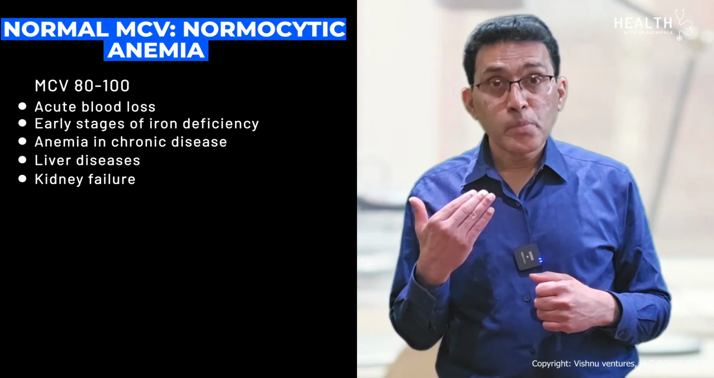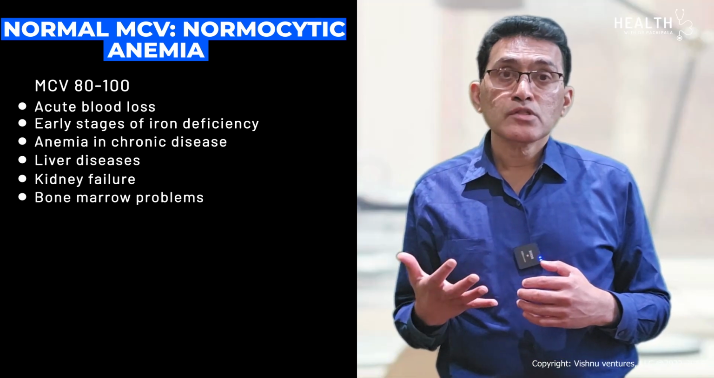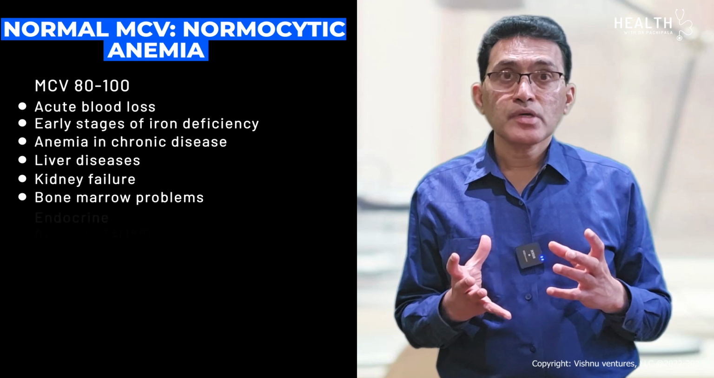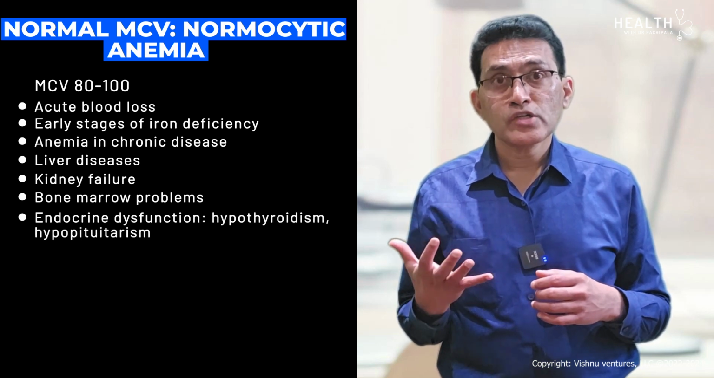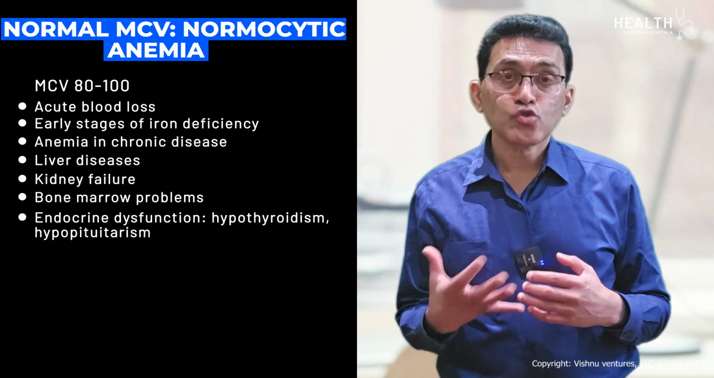In addition, patients with bone marrow problems can develop anemia. Other differential diagnoses for normal size cell anemia include endocrine dysfunction such as hypothyroidism, meaning an underactive thyroid, or an underactive pituitary.